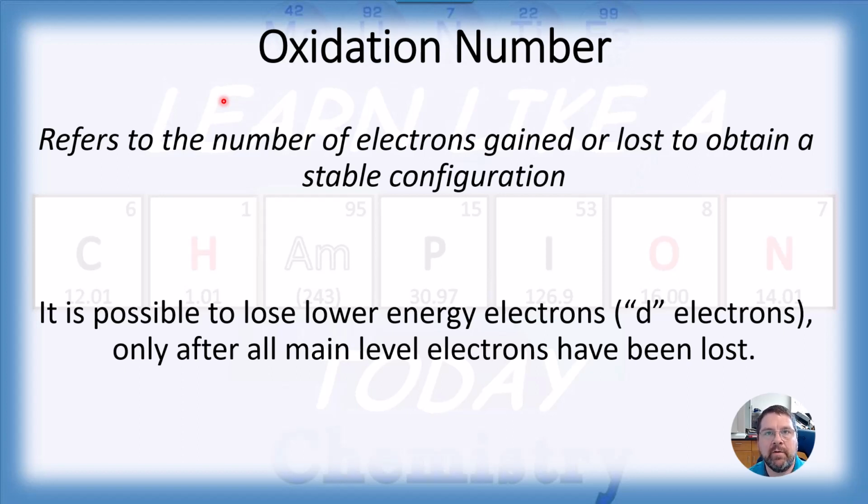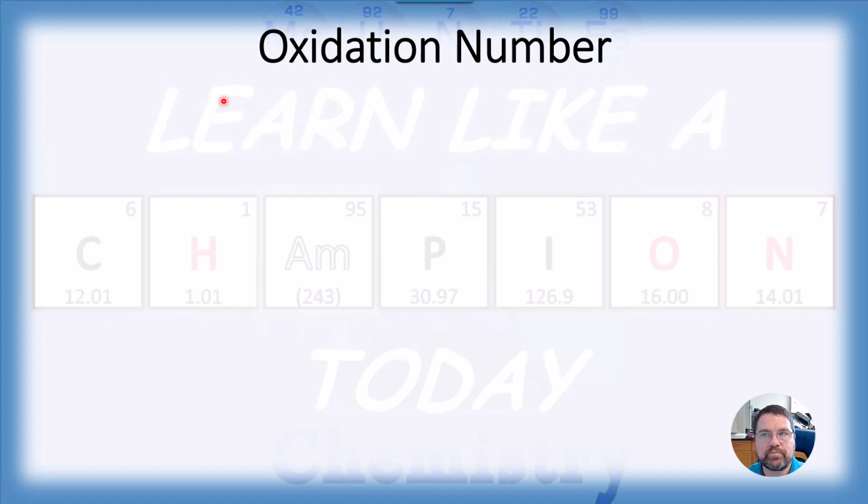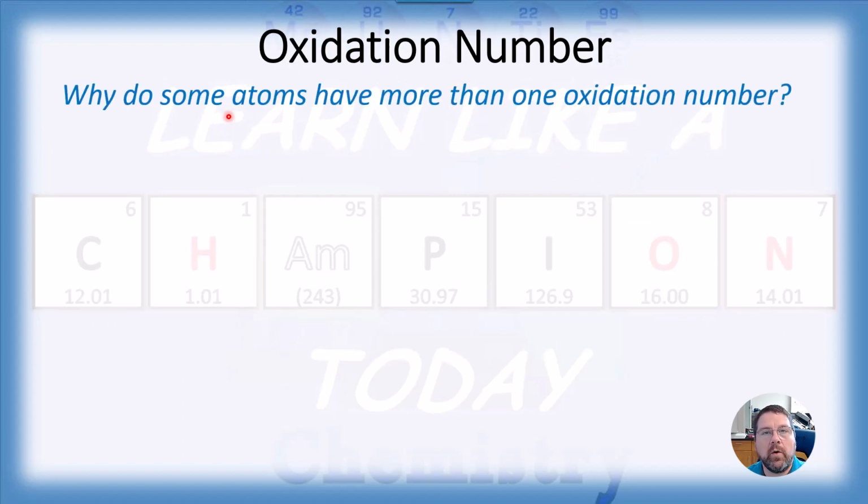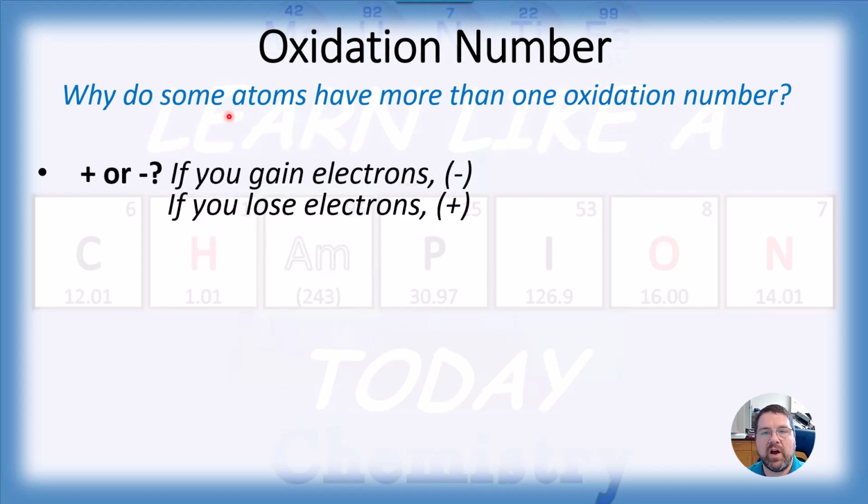Beyond that, there's the possibility that the d electrons, which are not typically in the valence shell, may also be lost if they become the valence shell due to the loss of the s electrons. They thus contribute to additional oxidation numbers that we see, particularly for the transition metals. So again, some atoms, particularly transition metals, will tend to have more than one oxidation number.